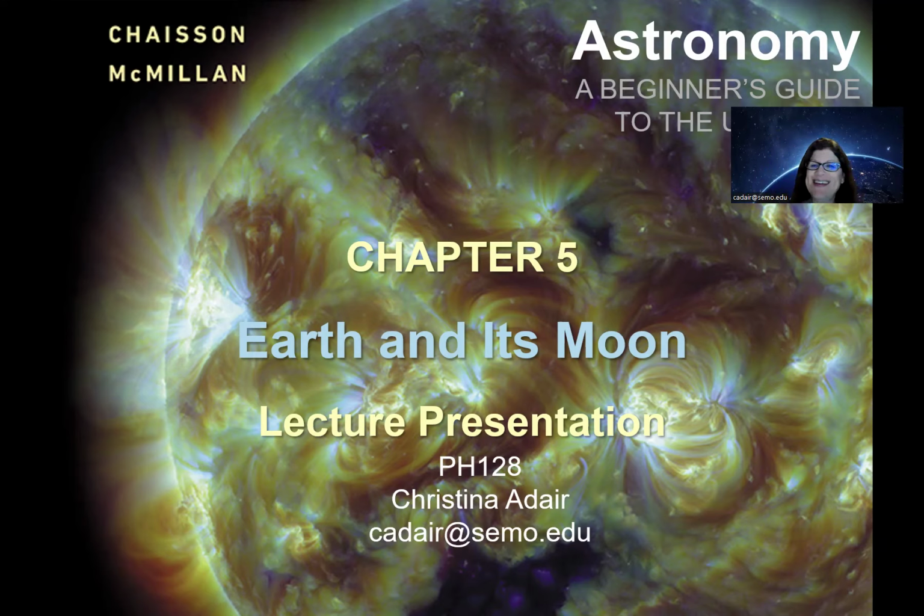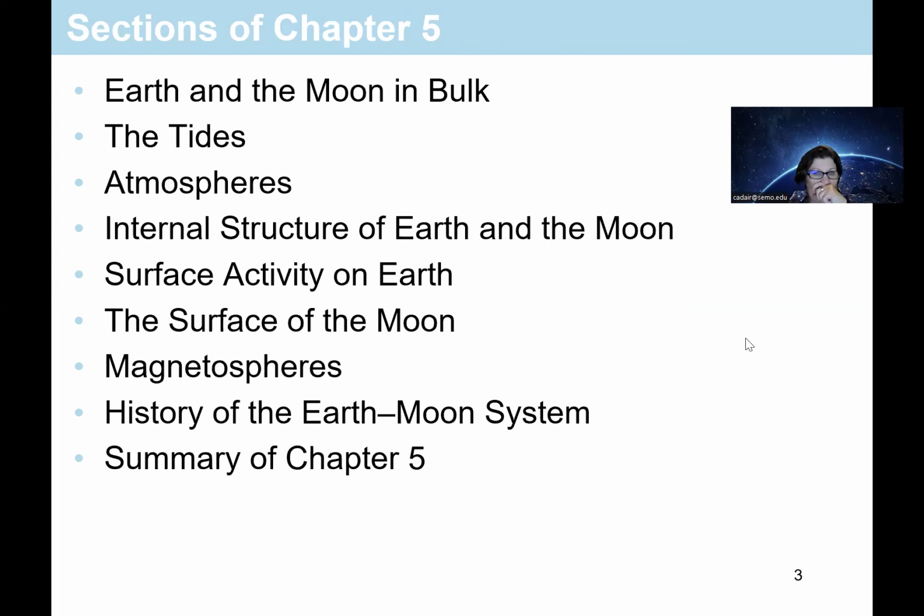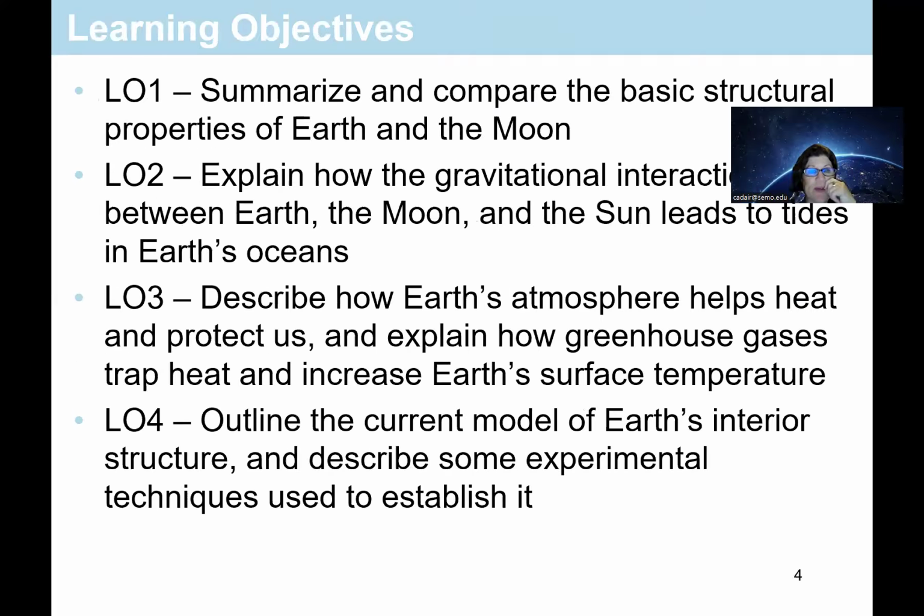Hi, welcome back. It's chapter 5. We're going to talk about the Earth and its moon. So here is the Earth from the moon, taken in 1968. We're going to talk about the Earth-moon system, how the moon affects the tides, some atmospheres, and some other things.